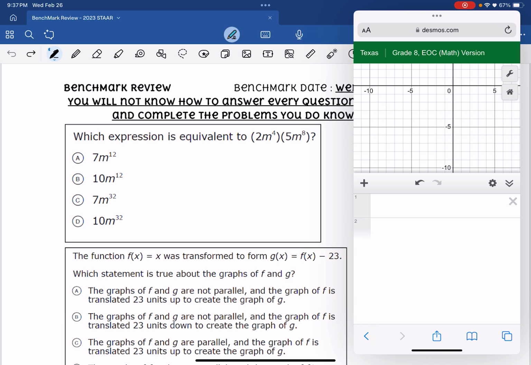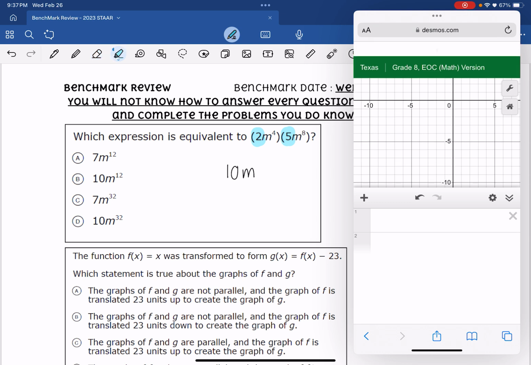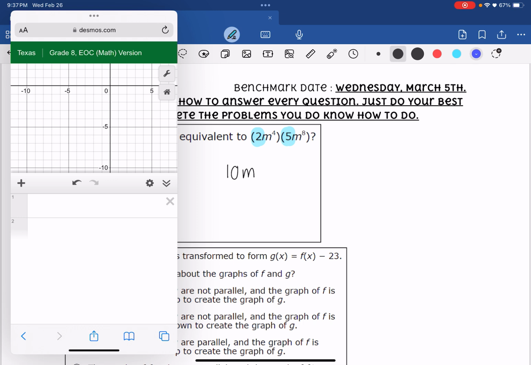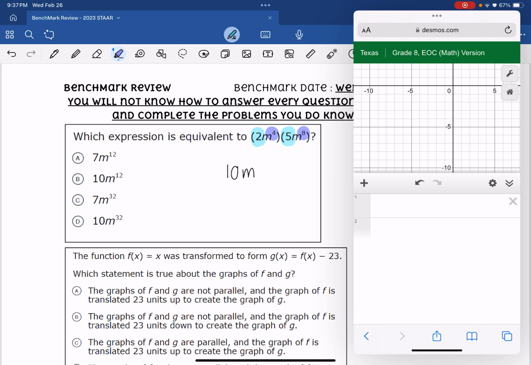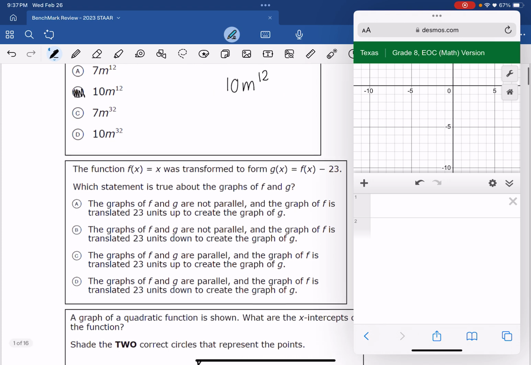Okay, so like this first one, which expression is equivalent to 2m to the power of 4 times 5m to the power of 8? Well, this is your product rule, guys. So you just multiply the big numbers. So I'm going to multiply the 2 and the 5 and get 10. And then I have m to the power of 4 and m to the power of 8. All together, I have 4 plus 8, so I have 12, right? And so that's what makes B our answer.